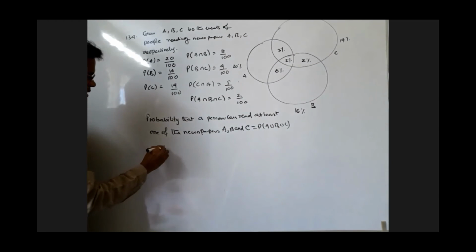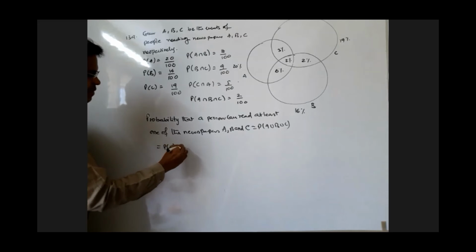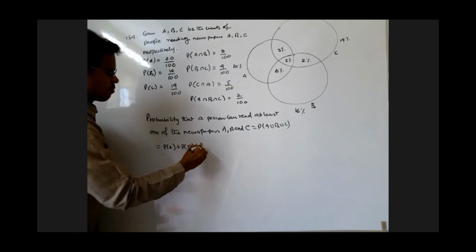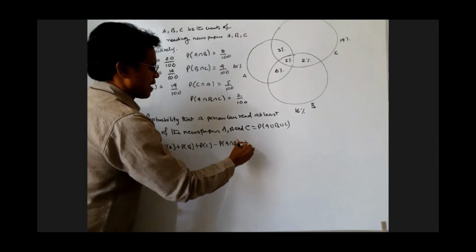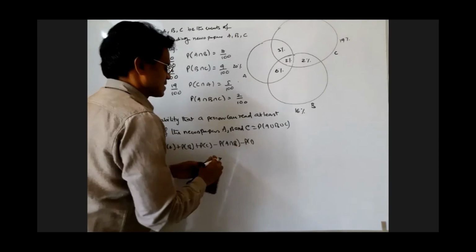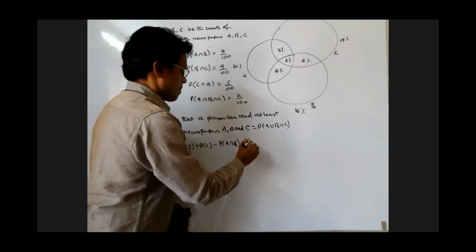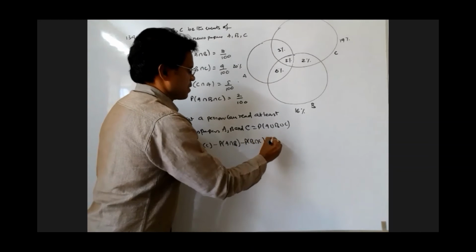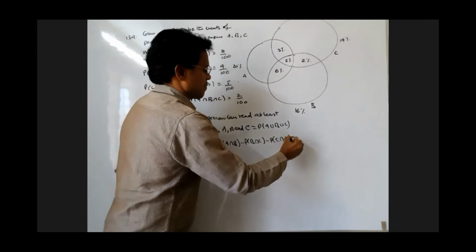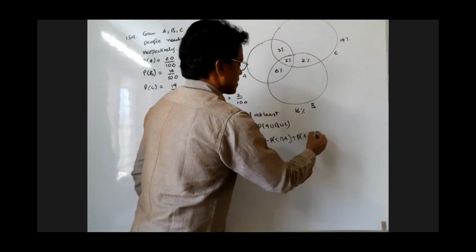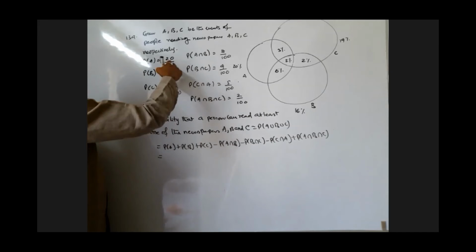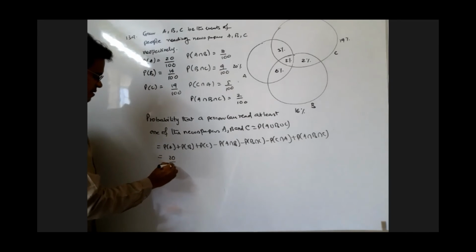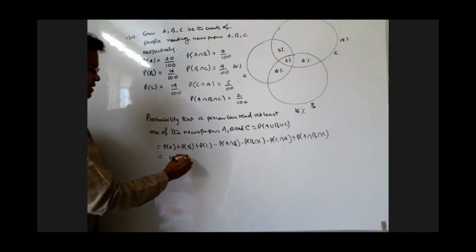So what is the probability, my dear? All of you know: probability of A plus probability of B plus probability of C minus probability of A intersection B minus probability of B intersection C minus probability of C intersection A plus probability of A intersection B intersection C. Substitute the values, my dear. Probability of A is how much? 20 by 100 plus probability of B, 16 by 100.